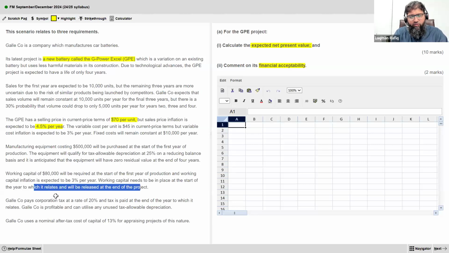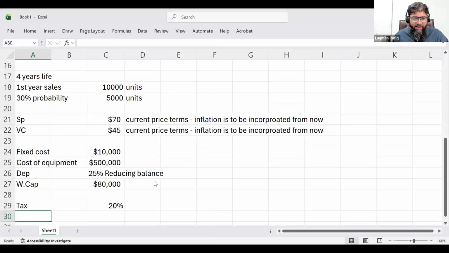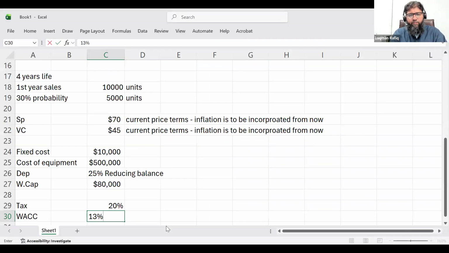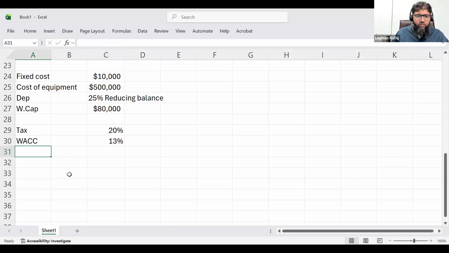The tax rate is 30%, and tax is paid at the end of the year to which it relates. Gall is profitable and can use unutilized tax allowable depreciation. WACC is 13%. Now, let's discuss it.